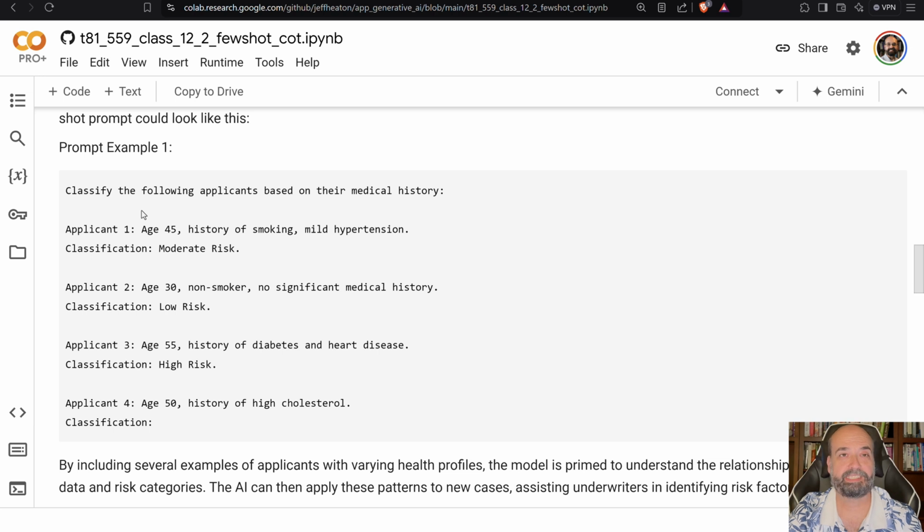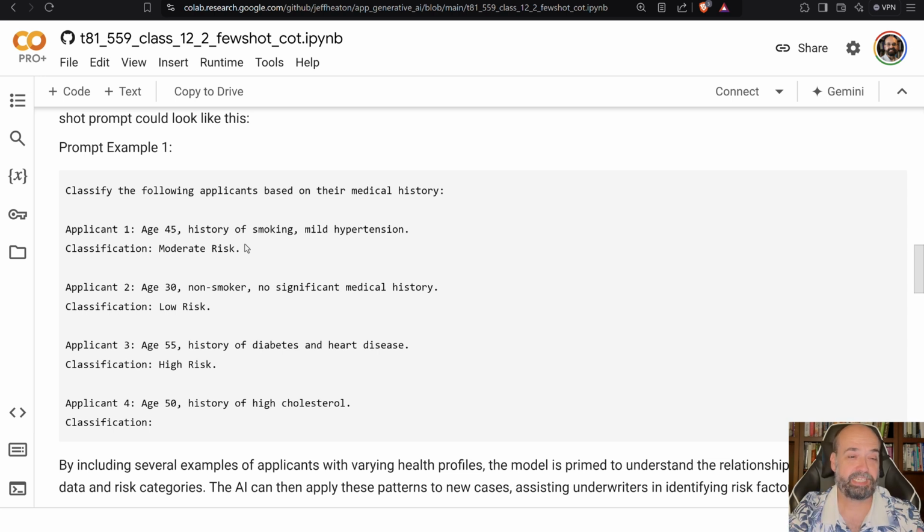So if we look at this, we are basically having it do sort of a life insurance example. And again, I work for an insurance company, so you get a lot of insurance examples. Lucky you. So here we go through, and I'll say applicant one, somebody applying for insurance, age 45. They have a history of smoking and mild hypertension. Hypertension is high blood pressure. And we say that we classify this as moderate risk.